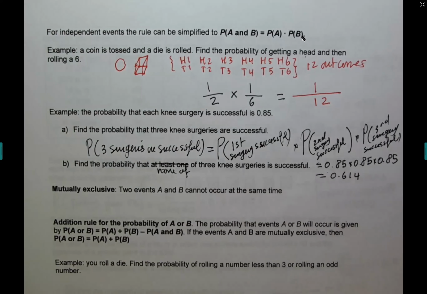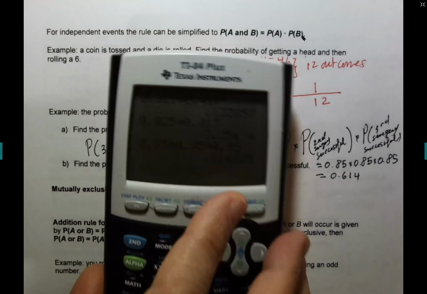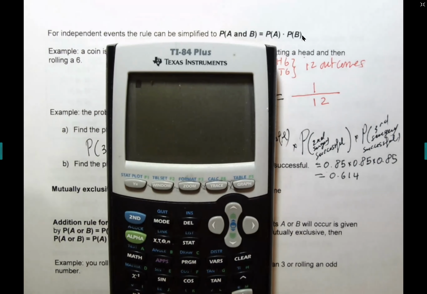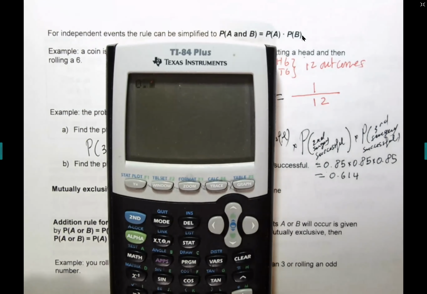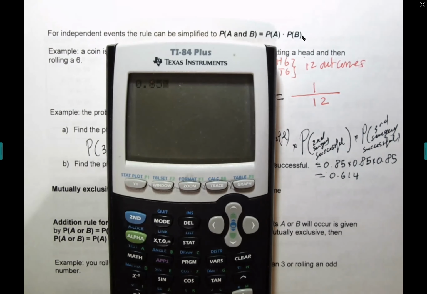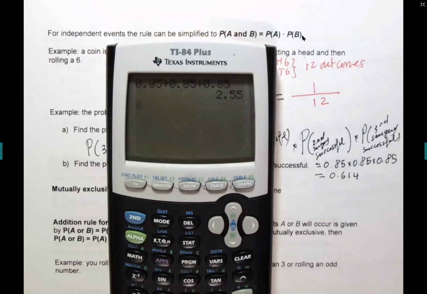Any questions, guys, here? Because the three patients are independent of each other, you just multiply the probabilities. So 0.85 for each one. If you were tempted to add the probabilities, you're going to get something that's impossible in probability. Let's say a student by mistake adds them: 0.85 plus 0.85 plus 0.85. You get 2.55. You know a probability cannot exceed 1. It's impossible for a probability to exceed 1.